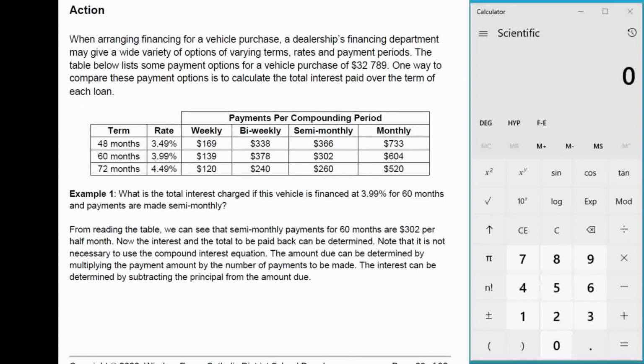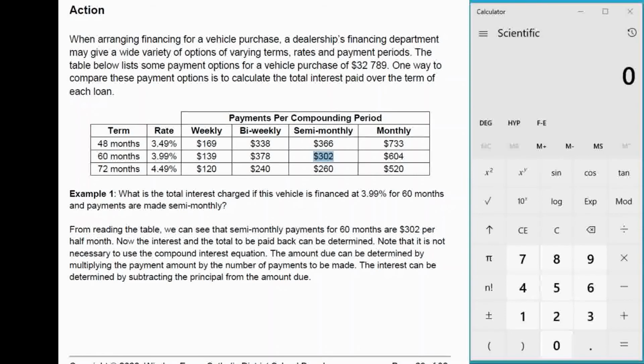So the question we have for example 1 is, what is the total interest charged if this vehicle is financed at 3.99% for 60 months? And we are making semi-monthly payments. So if we read the chart, that ends up being this value here, $302, because that's where we match up the 60 months with semi-monthly, and the 3.99 is in that row as well. So that's how much we would pay every half month. So usually on the 15th and the 30th, you'd be paying $302.